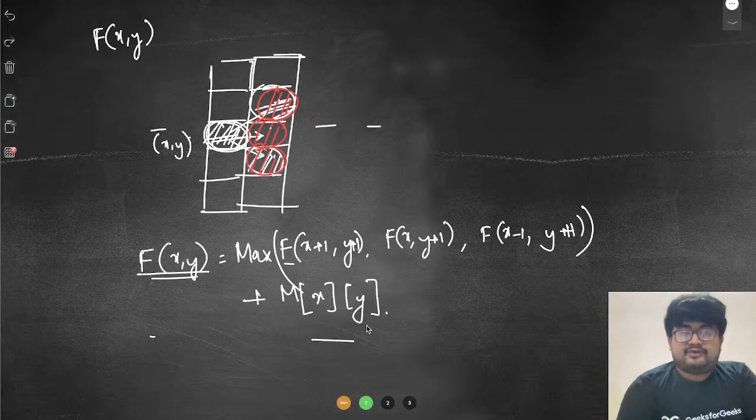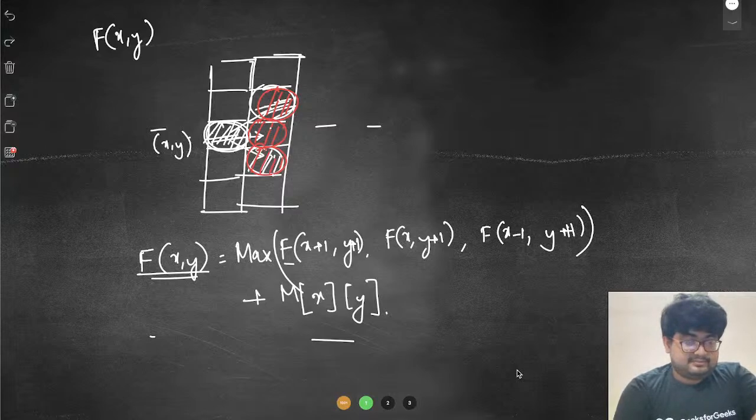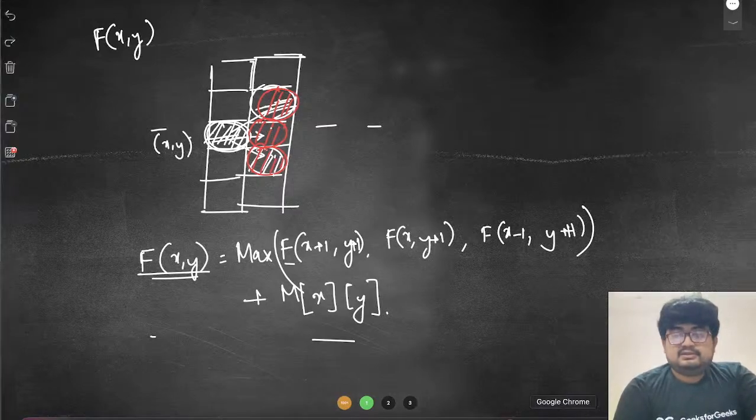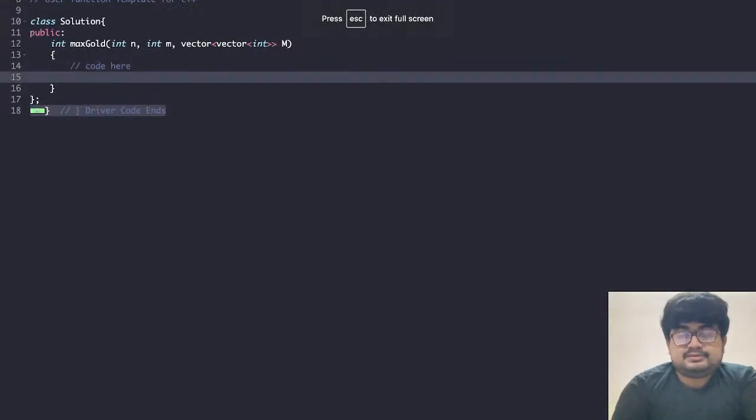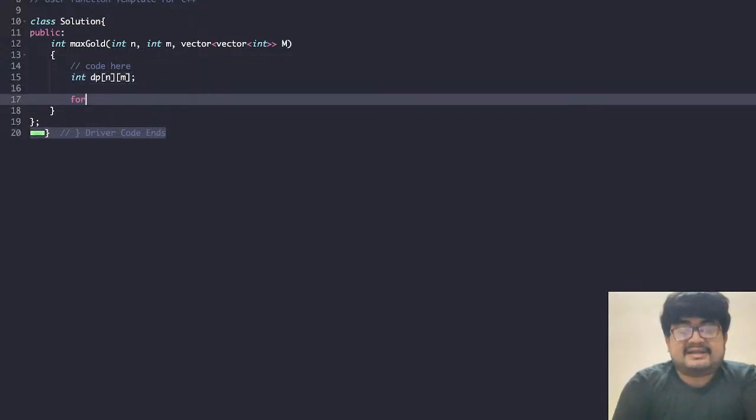So let's try to write the code for this, and let me know if anyone has any doubts on this. Okay, we have m, so int dp[n][m], right? So let's write the base case first. For int i equals 0, i less than n, i plus plus, dp[i][m-1] will be equal to matrix[i][m-1].